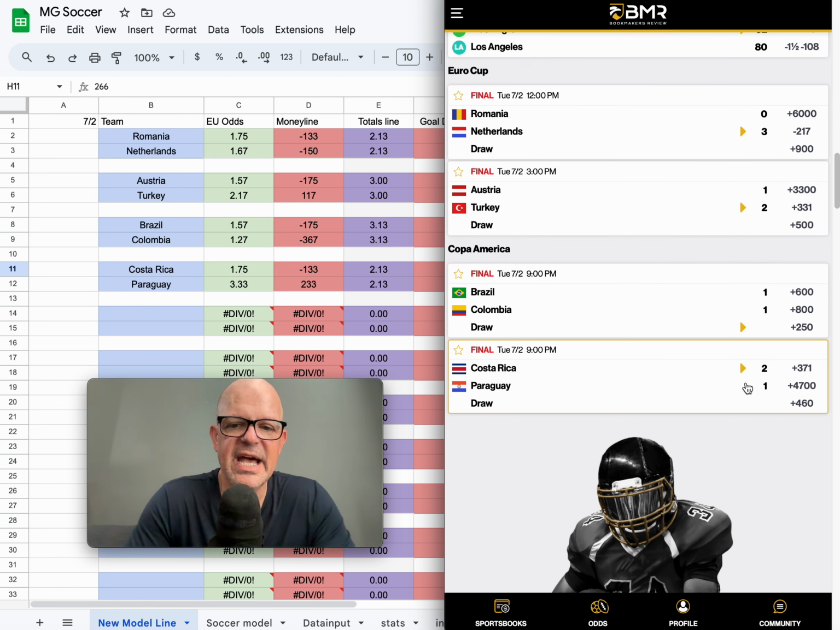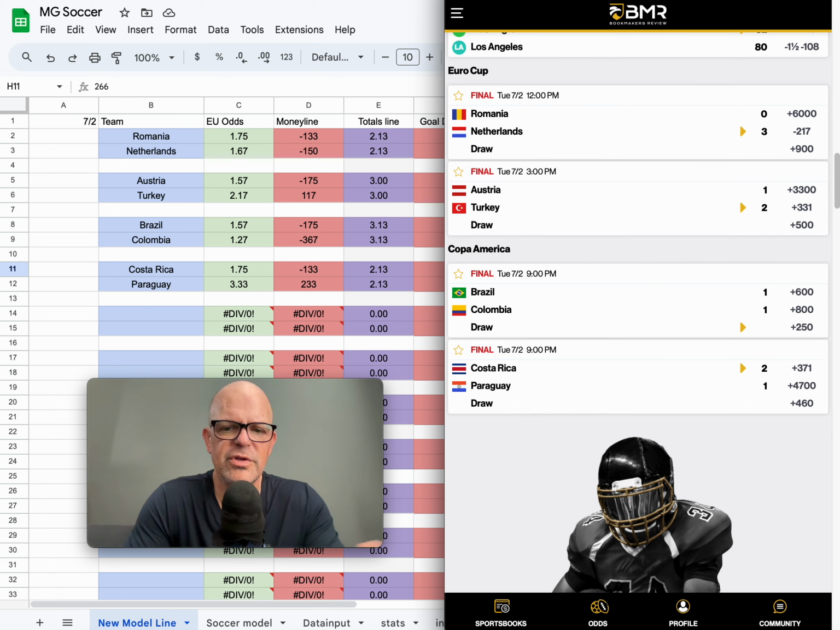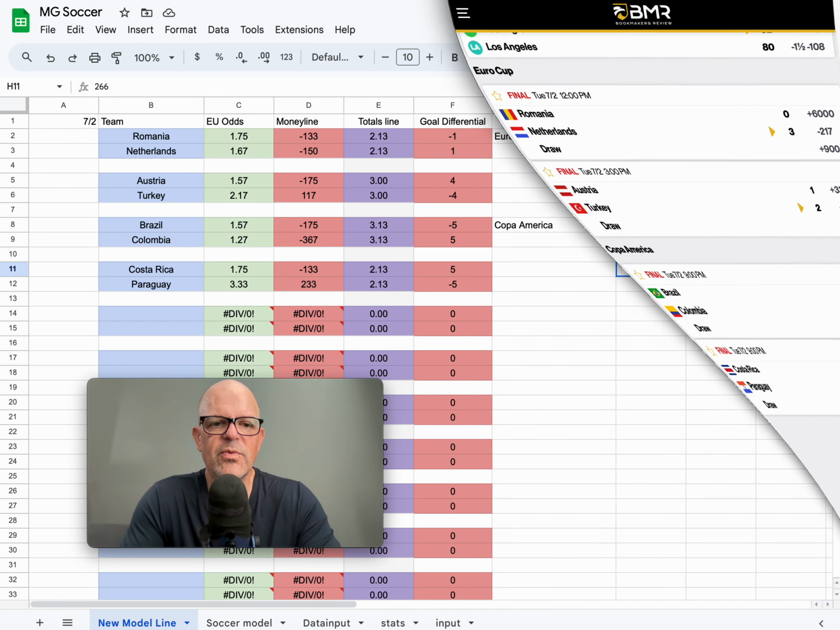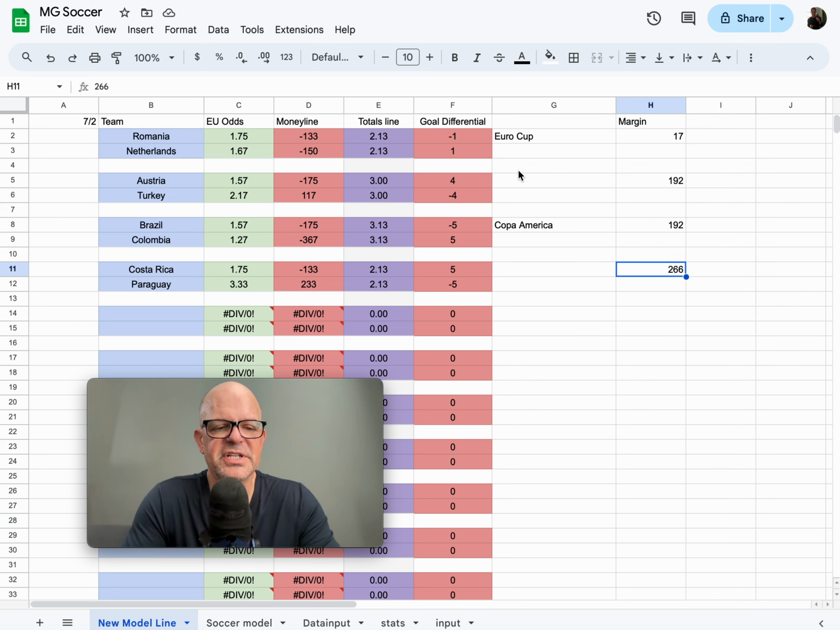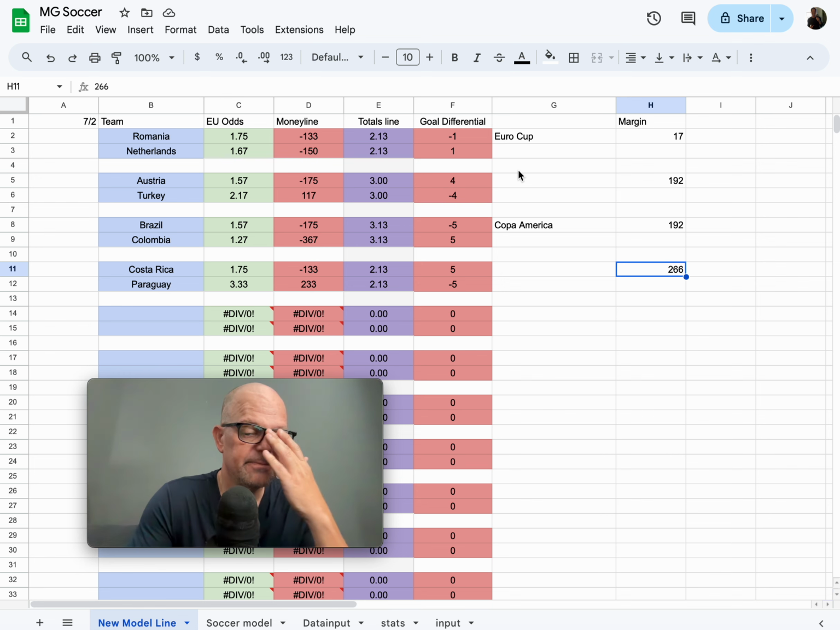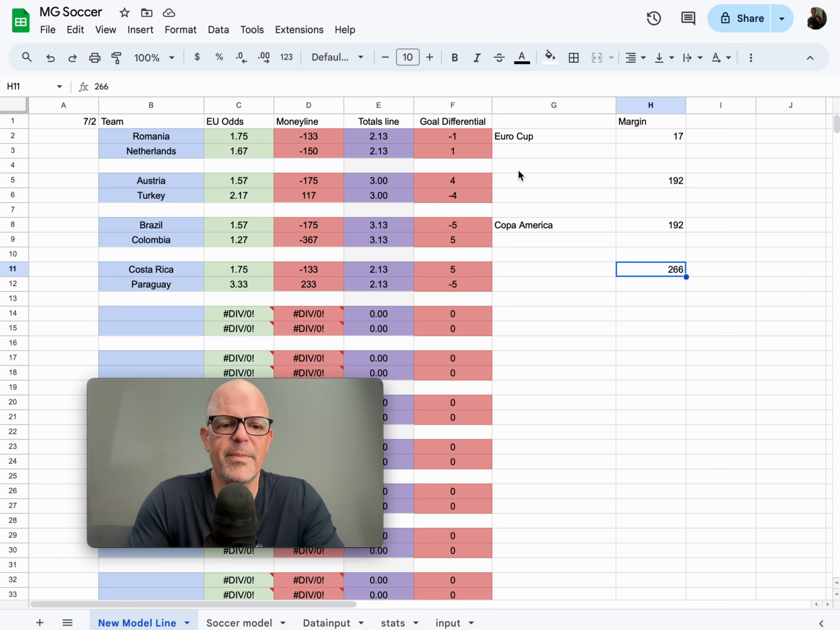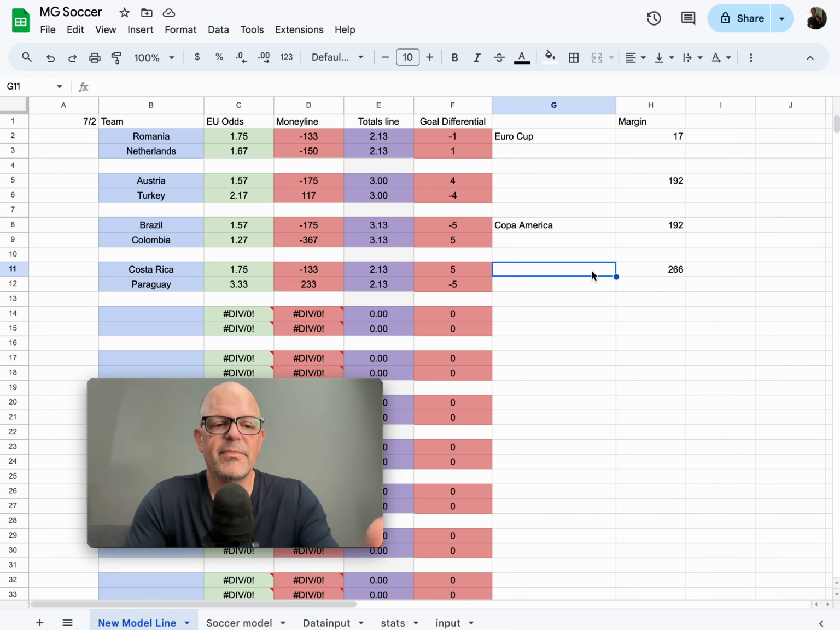Boom, Costa Rica cashes at best odds. This is from Sportsbook Review. You could have gotten 360, 370, but they win at plus 371. So the point is, when you're evaluating, the margin concept is really good to help you get your, quote, best play, meaning, out of these four matches, which is the best play? The best play is Costa Rica and Paraguay, playing Costa Rica. Why? Because it has the greatest margin difference.